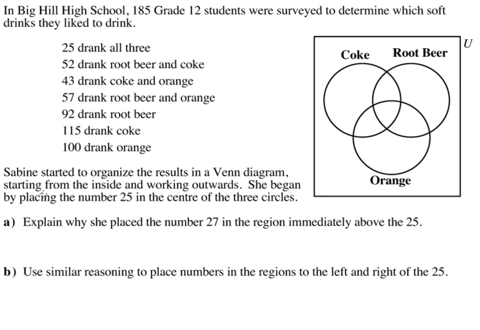Sabine started to organize the results in a Venn diagram. Starting from the inside and working outwards, she began by placing 25 in the center of all three circles. Is that the right thing to do? Yeah, it is. I've been nagging you pretty regularly to always start in the center, or try to, when you're doing a Venn diagram. That means this section right in the middle is people who drink all three things. And they gave us that number. We don't have to put an X for it. We can say there are 25 people in that region.